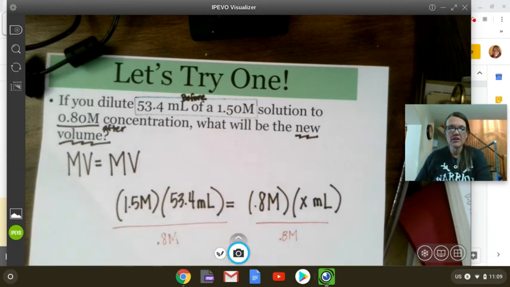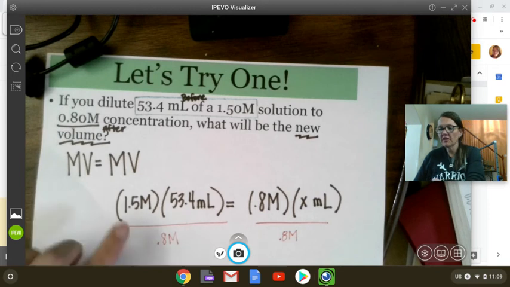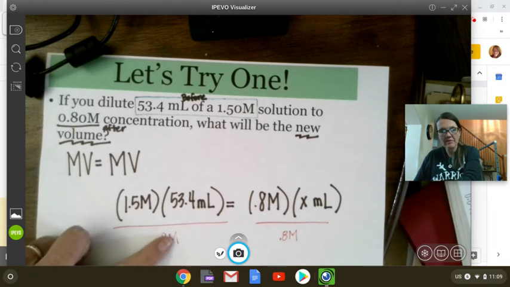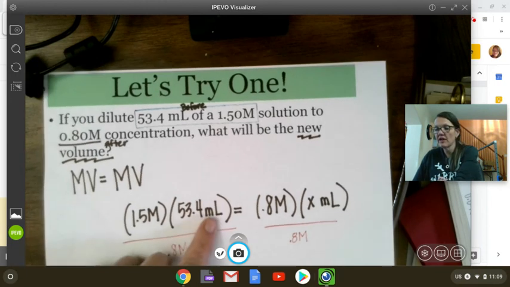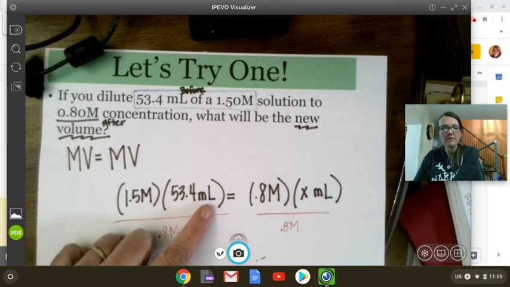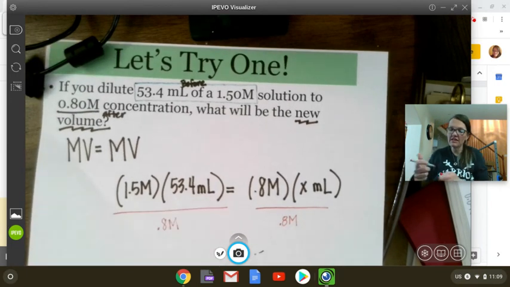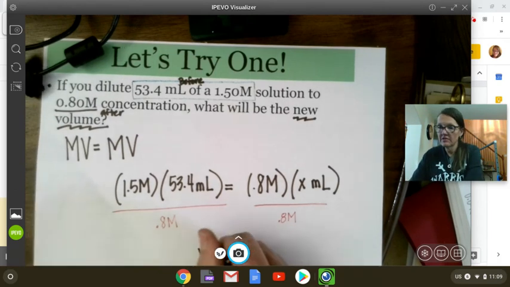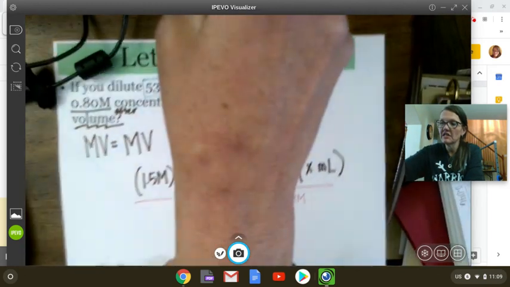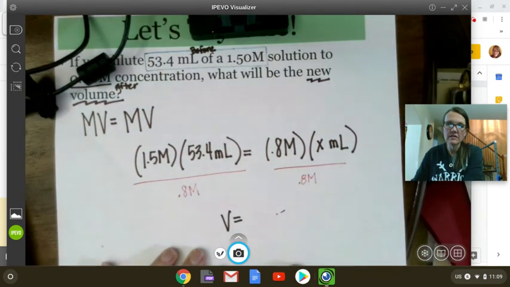Okay. You can also see where our unit comes from here. We have molarity on the top and molarity on the bottom, so those would cancel each other. And whatever number we get here would be left with milliliters for a unit. So our new volume, the volume of the solution that we've just made, right? What's it going to be?